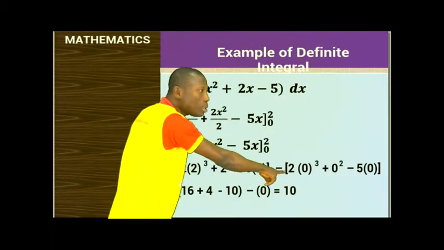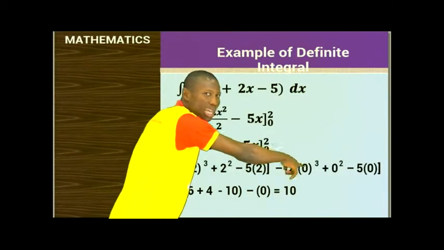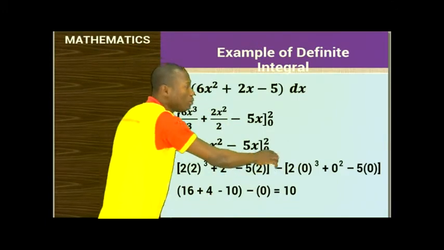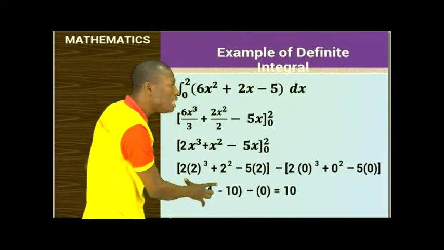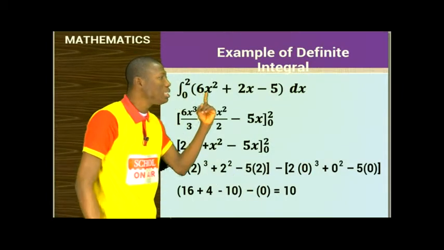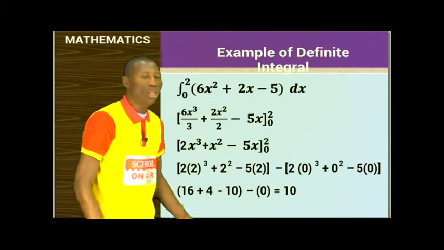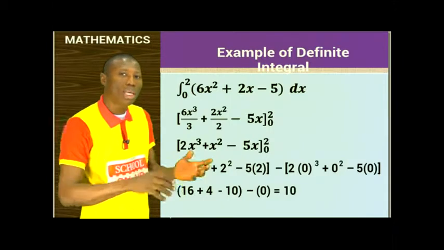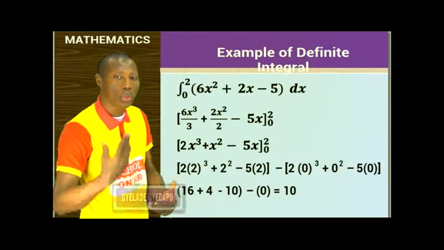Then minus, I put 0 inside. Actually, I know that this 0 will be equivalent to 0. So at the end of the day, if you solve all this, I have 0. So this value minus 0 is equal to 10. So the answer for this integral is 10. We have a definite answer here, unlike the indefinite integral, when I have something like something x plus something.